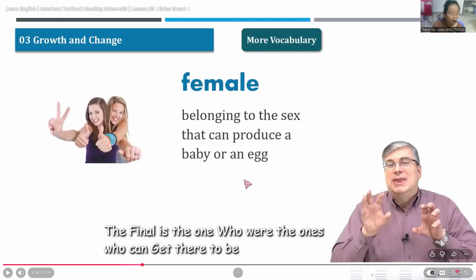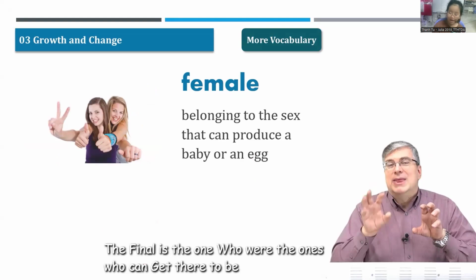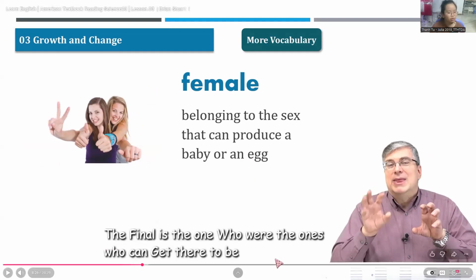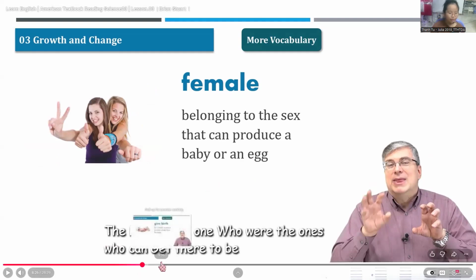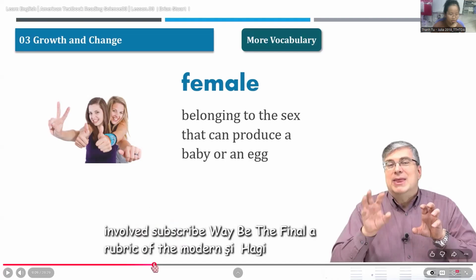Female. Female belongs to the sex that can produce a baby or an egg. So I'm a girl, but I cannot produce a baby yet. I'm still young and I'm not allowed to produce a baby. But if I'm 30 or more, I can probably produce a baby. And it's very tiring. I thought it would be exciting, but when I think about it one more time, it just feels unnatural.